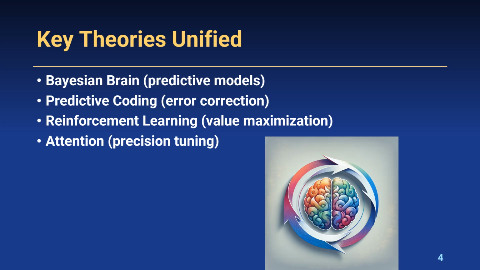The theory also connects with reinforcement learning and optimal control theory, which focus on how the brain learns to maximize value or expected reward. Here, value is inversely related to surprise. Minimizing free energy means the brain is effectively seeking out states with high value, those that are expected and beneficial, while avoiding costly or surprising states.